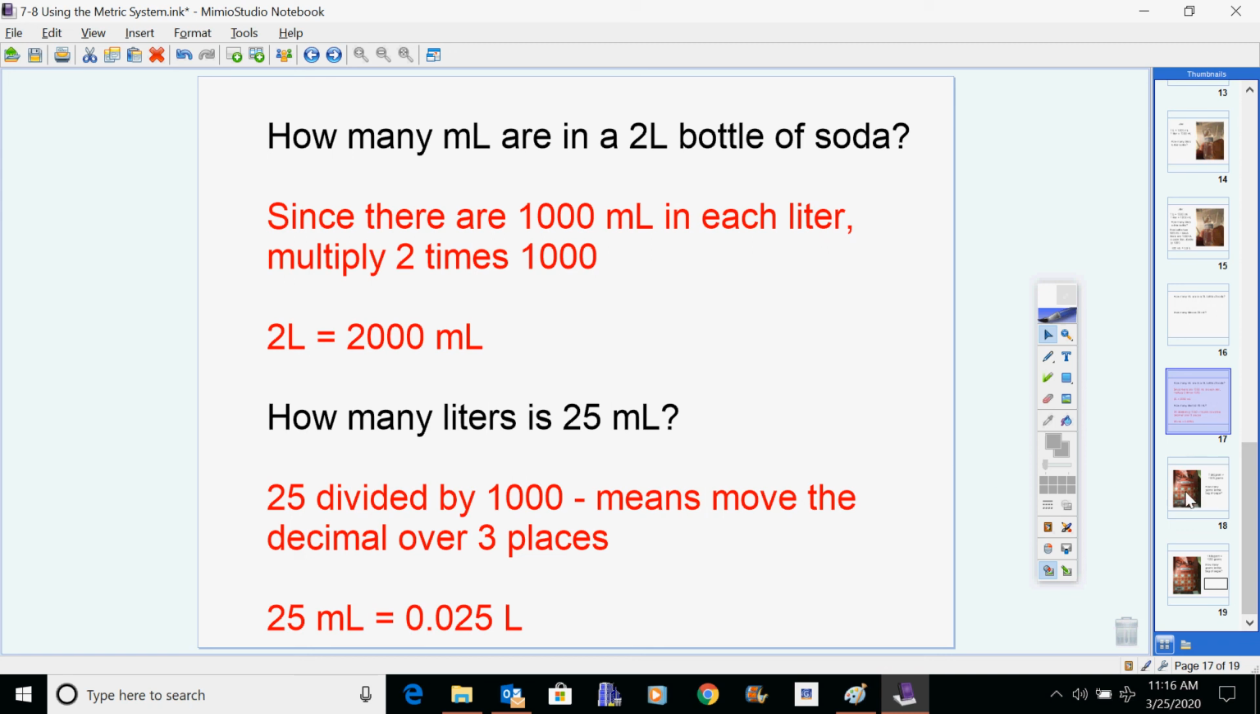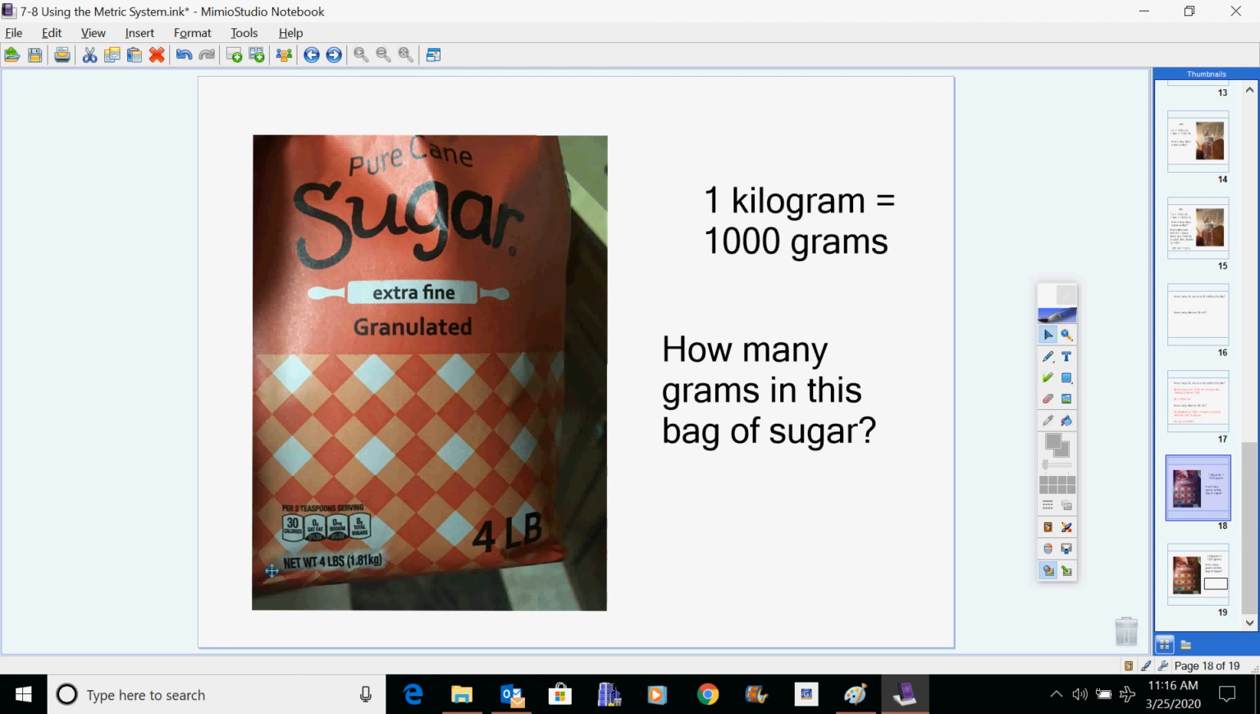And then we get into figuring out mass. Okay, mass has to do with grams and kilograms. So here I've got 1 kilogram equals 1,000 grams. That kilo, just like we talked about in meters, can apply to various different types of units. So a kilogram is 1,000 grams.